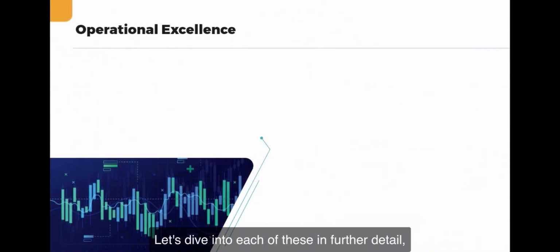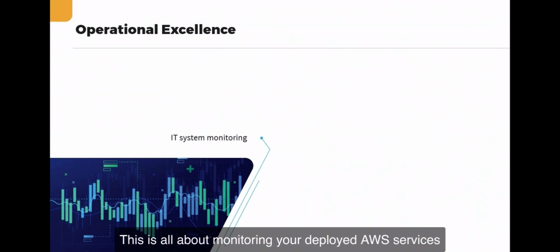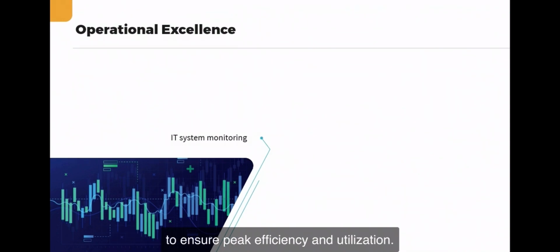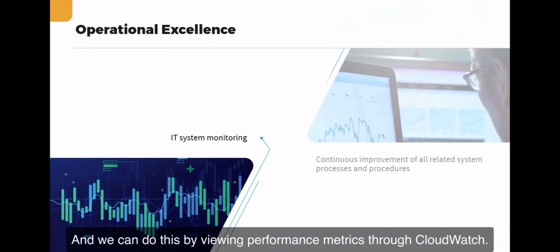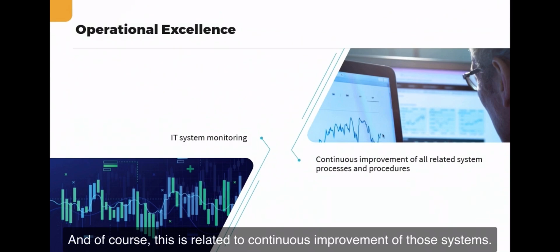Let's dive into each of these in further detail, beginning with operational excellence. This is all about monitoring your deployed AWS services to ensure peak efficiency and utilization. Now, we can do this by viewing performance metrics through CloudWatch. And of course, this is related to continuous improvement of those systems.